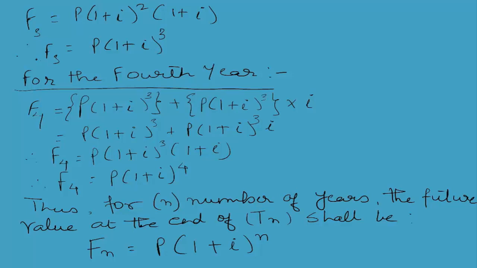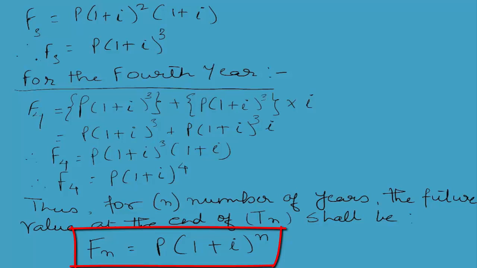So at the end of the fourth year, or the end of n number of years, whatever corpus we are creating, whatever future value we are getting against the current investment of P at the present time, against the i% rate of interest compounded annually for n number of years, it is simply going up into a huge amount only due to the power of compounding. Thus, for n number of years, the future value at the end of Tn shall be Fn is equal to P(1+i) raised to the power of n.